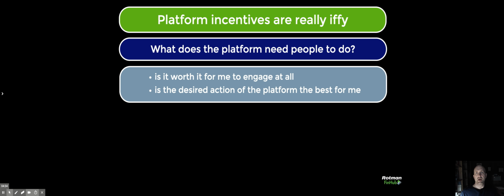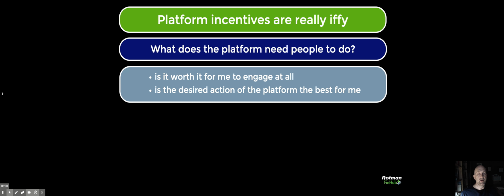So, there are basically two questions that you have to ask yourself at that point. Is it worth it for me, meaning the person who wants to engage with the platform, to engage at all? We economists refer to this as the participation constraint, but it is an extremely critical component when thinking about user engagement.